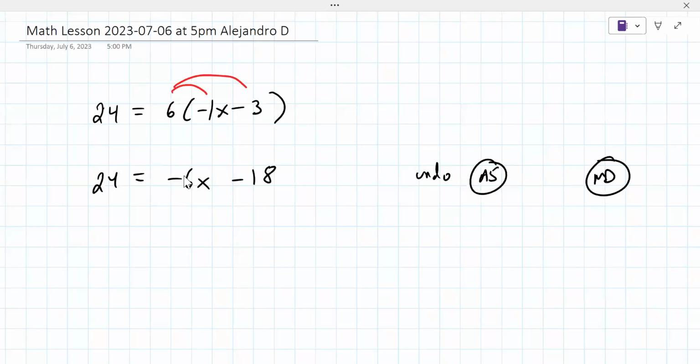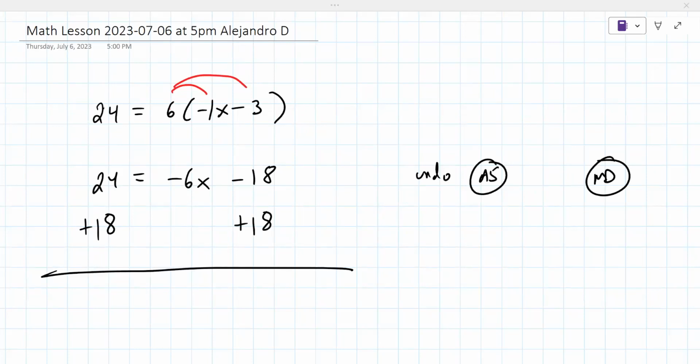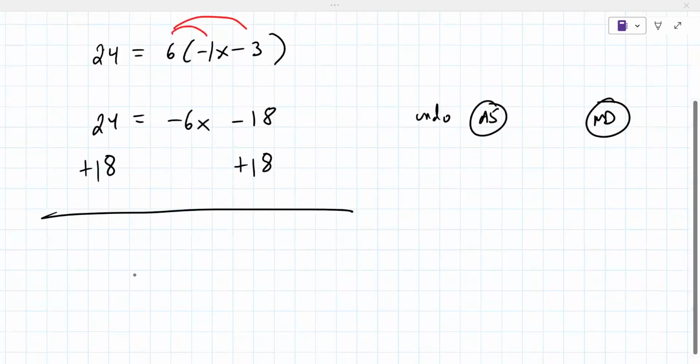With the variable, do you undo the multiplication by -6 or the subtraction of 18? Subtraction of 18. How do you undo subtraction by 18? By adding 18. Okay, so go ahead and add that there, 24 plus 18 equals 42, equals -6x. Okay, and then you divide by what you're multiplying by. You divide both sides by -6.